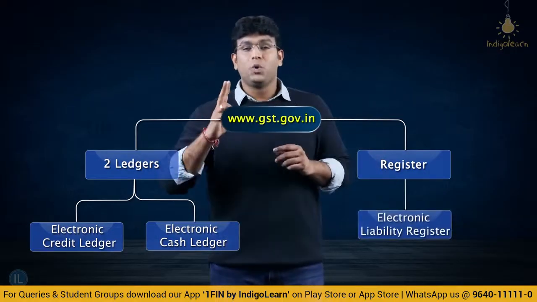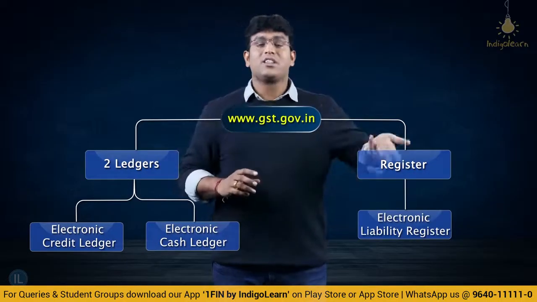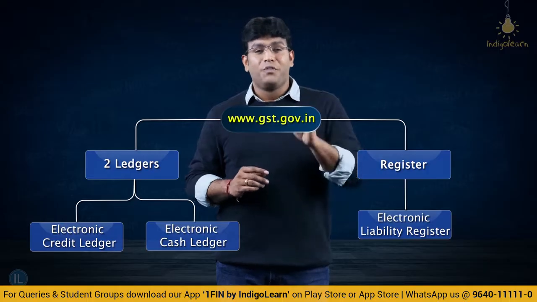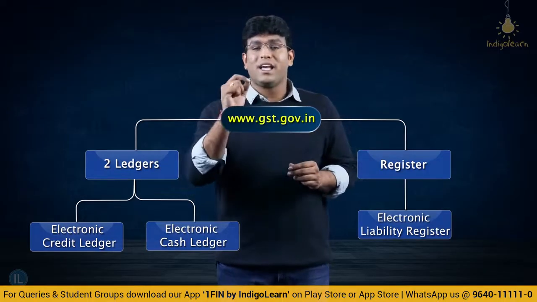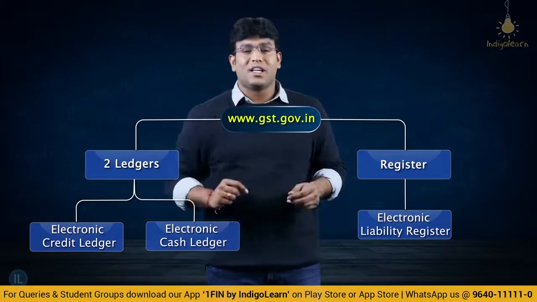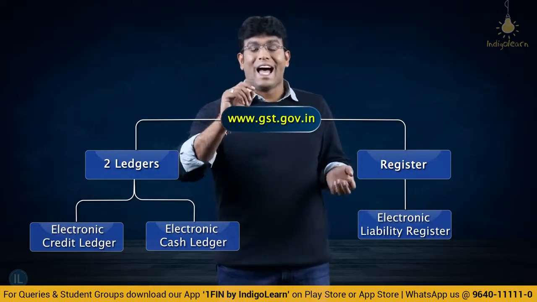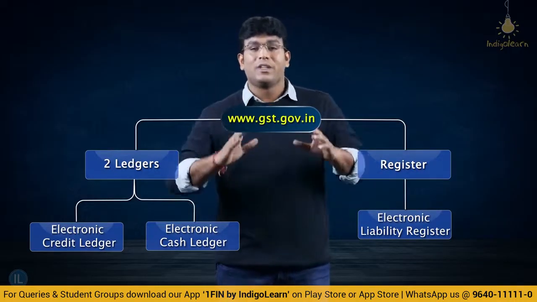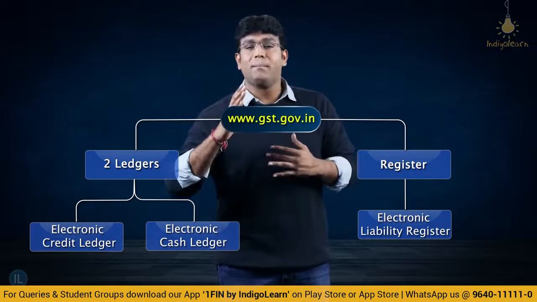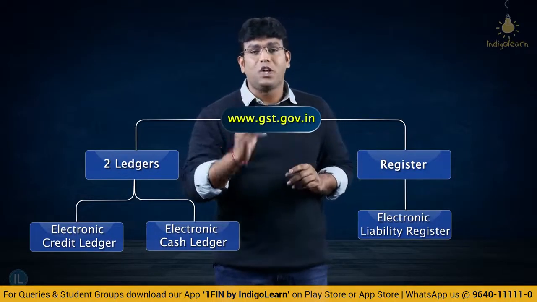So how many ledgers do we have? 2 ledgers: electronic credit ledger and electronic cash ledger. And the register we have is known as the electronic liability register. We need to understand exactly what the electronic credit ledger contains, what the electronic cash ledger contains, and what the electronic liability register contains, so that we exactly understand how we pay the tax and what the manner and mechanism involved in this concept of payment of tax is. That is what we will talk about.